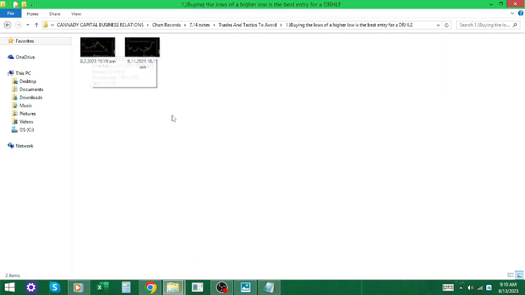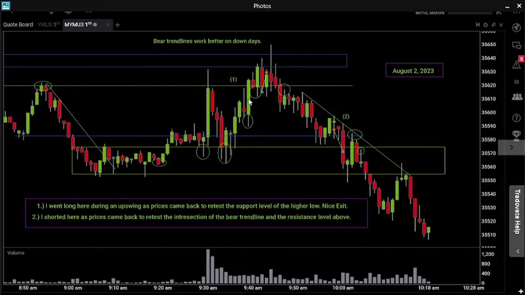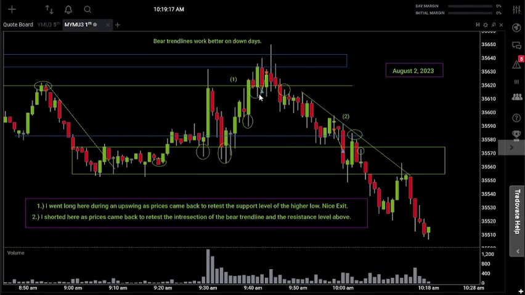So number 1, buying the lows of a higher low is the best entry for a downtrend reversal that has a higher low that gets established, or for when you want to use the higher low strategy even when you're in an uptrend. You always want to draw your level of support based off of the lows for whatever higher low was established. So let's take a look at trade 1.